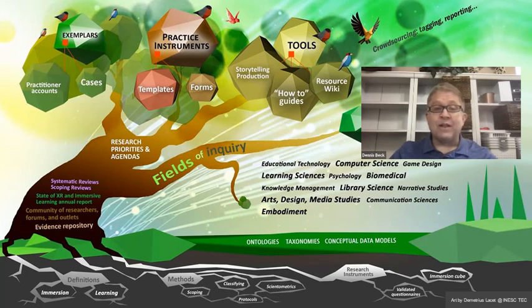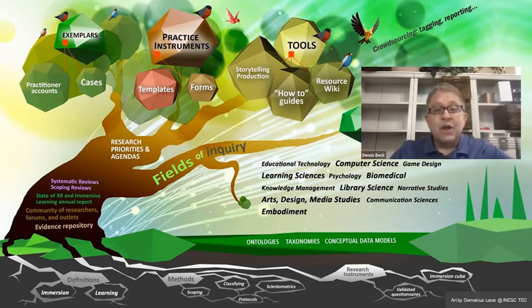And that brings us to our knowledge tree. As you can see here, it has many different parts, just as a normal tree does. It begins with the soil, which is rich in ontologies and taxonomies and conceptual data models. In that soil, and emerging from that soil, are roots, and that is the definitions, the methods, and the research instruments used in the field of immersive learning. Coming up out of the soil is the trunk of the iLRN knowledge tree, and that's composed of things like systematic and scoping reviews, the State of XR and Immersive Learning Annual Report, evidence repositories, and of course our community of researchers, forums, and outlets.